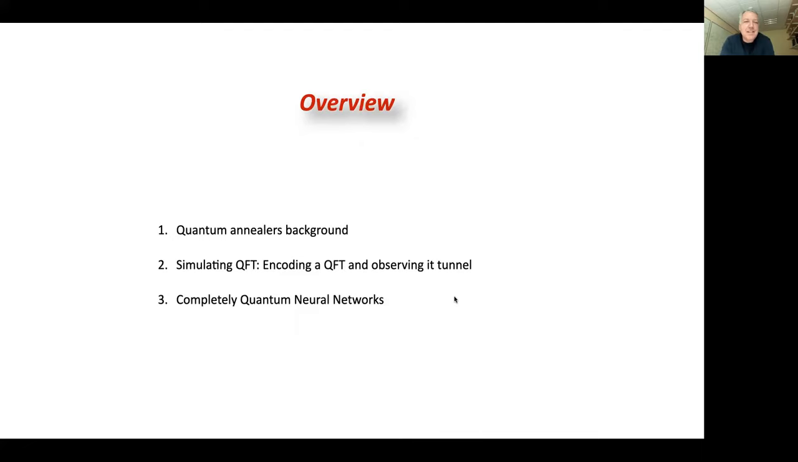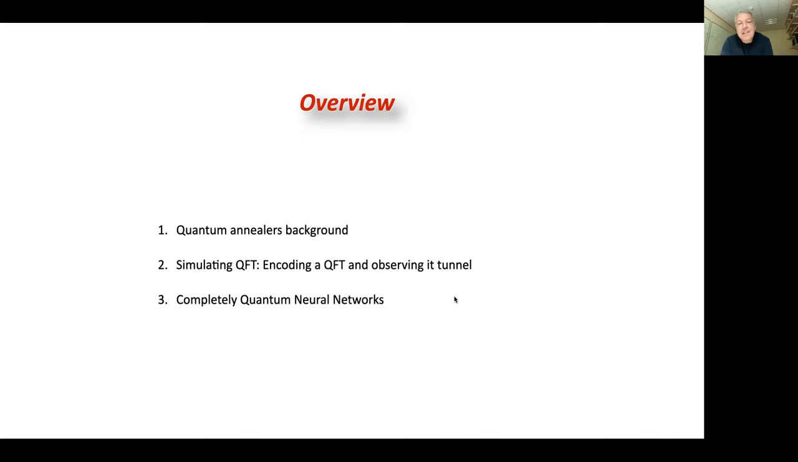So I'm going to talk about two aspects. So the first is how you might go about simulating a field theory on quantum annealers. And I kind of speculatively call it a quantum field theory. We can discuss that later, but anyway, how to encode a field theory. And the important thing that we want to do is encode it, and we want to observe it tunneling. So tunneling is a non-perturbative process. So it's very interesting to be able to create a non-perturbative field theory process, the sorts of things you would talk about in field theory, and to create it on an annealer. So that's the first part of the talk.